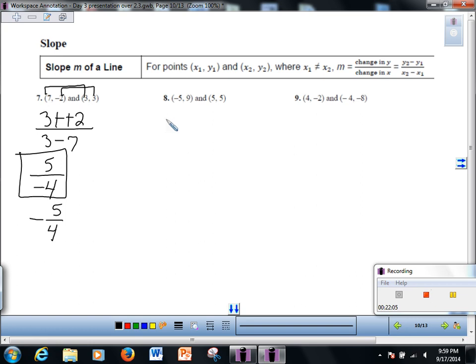Number 8, I'm going to go 5 minus 9 over 5 minus negative 5. 5 minus 9 happens to be negative 4. 5 minus negative 5 becomes 5 plus 5, which is 10, which happens to be negative 2/5.